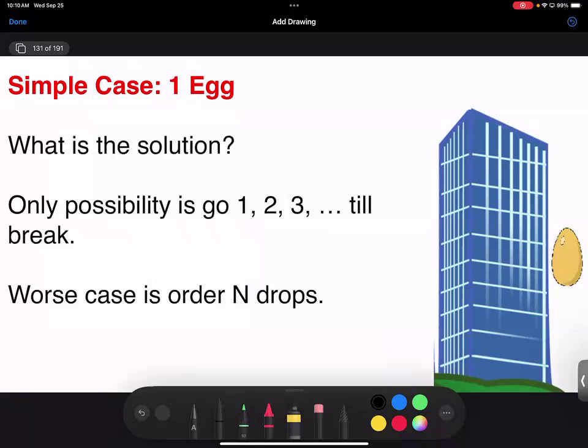Okay, so it's worthwhile to keep track of what is the worst case time in these problems. Can you give me a theorem about how the worst case time changes as I increase the number of eggs?